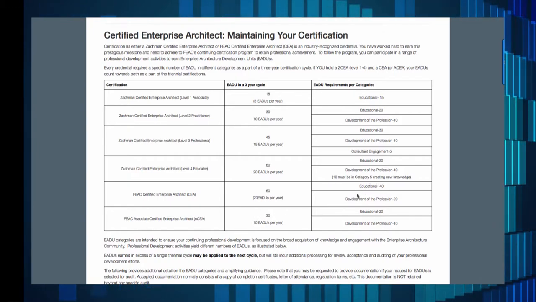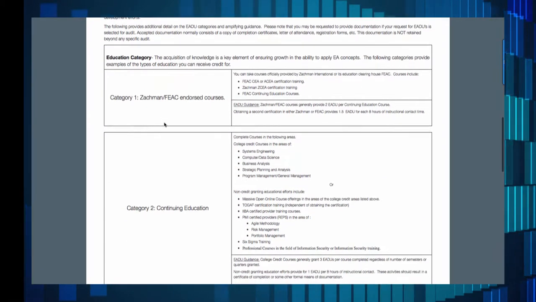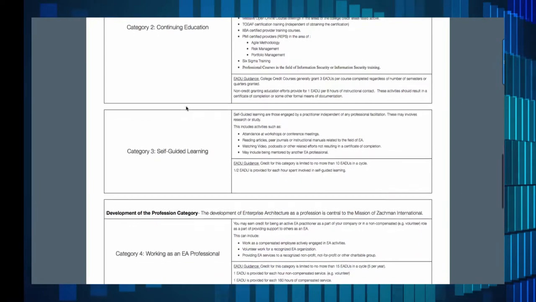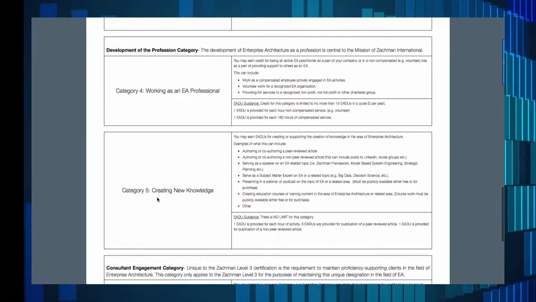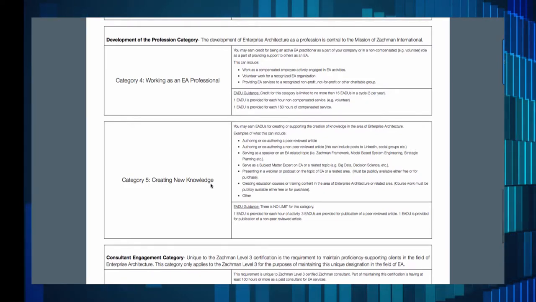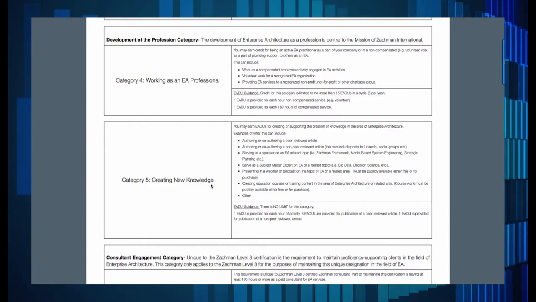40 of them need to be educational, 20 need to be development. In the education category, you've got, say, Zachman or FEAC provided courses, continuing education, self-guided, and development of the profession. You have working as an EA professional and creating new knowledge. So once you're familiar with that, we'll go back to the worksheet.